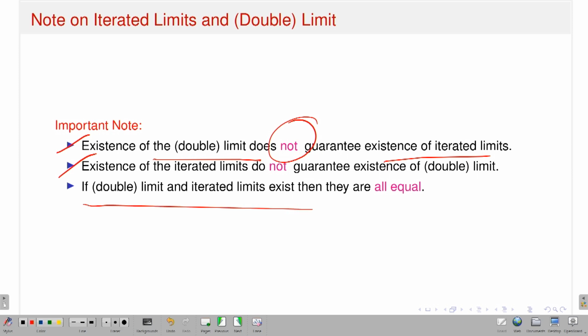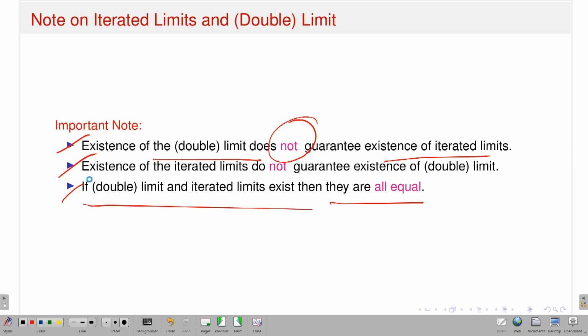And finally, third, if the double limit along with the iterated limit exists, then they are all equal. That means the value of the double limit is exactly equal to the value of the iterated limits. So this is very important. So existence of iterated limits will not guarantee the existence of the double limit. Existence of the double limit will not guarantee the existence of iterated limits. However, if the double limit exists and the iterated limit exists, then all values are equal. That means the value of the double limit is exactly the same as the value of the iterated limits.